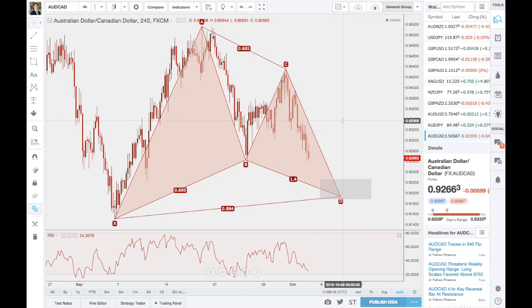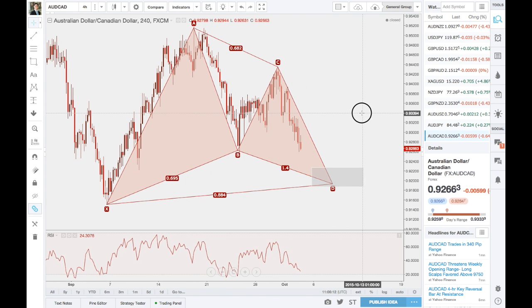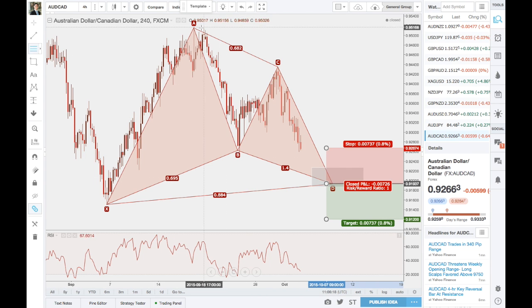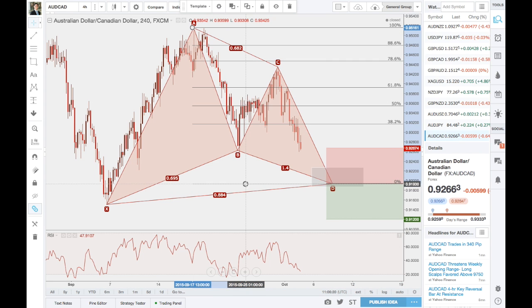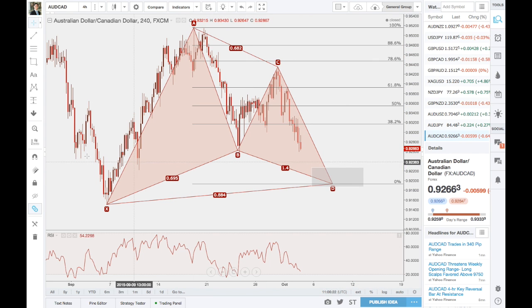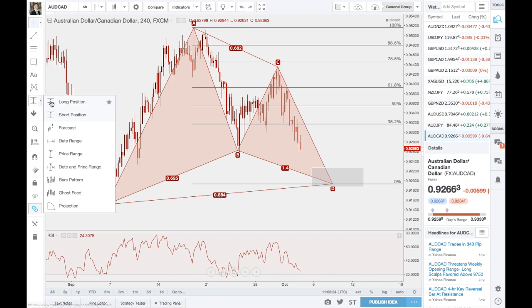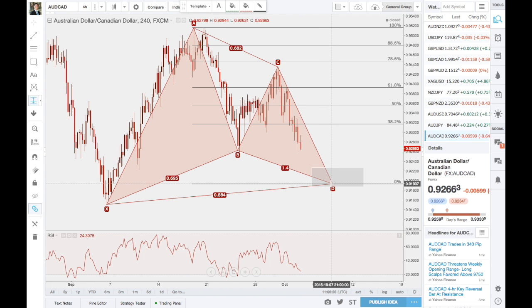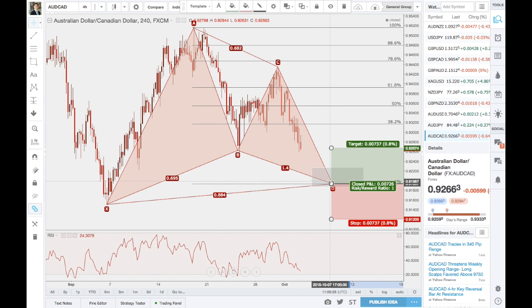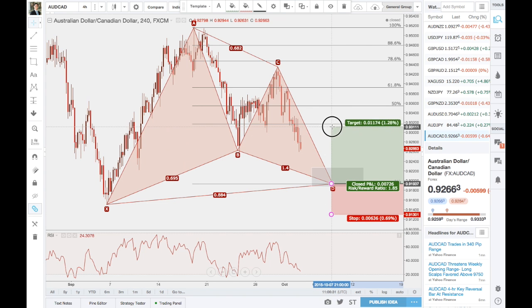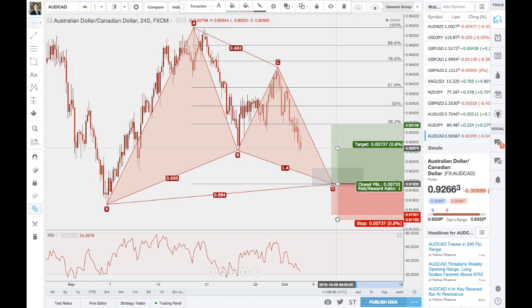The reason why is very simple. It's mainly because of risk to reward ratio. So let me pull in my tools quickly. My targets, this is the wrong tool. So we'll be buying should price come down to the 0.9195 region. Our stops will be below X, and our first target will be at 382, and our second target will be at 618.